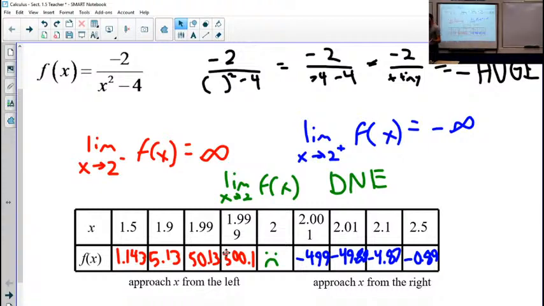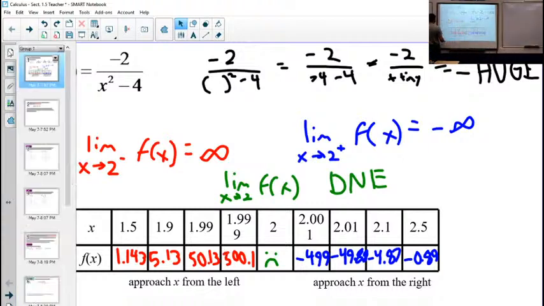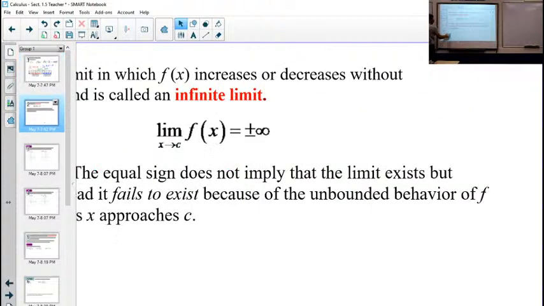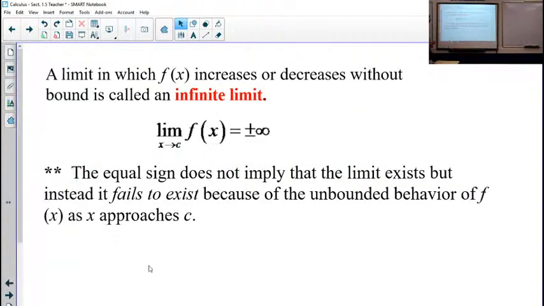We're not only going to talk about limits where the answer goes towards infinity, but we're also going to look at limits as x approaches infinity, which you learned in Algebra 2 or pre-calc as end behavior. And we're going to use it to talk about graphs. Increasing or decreasing without bound is called an infinite limit. The limit doesn't exist because it's unbounded, we already know that.